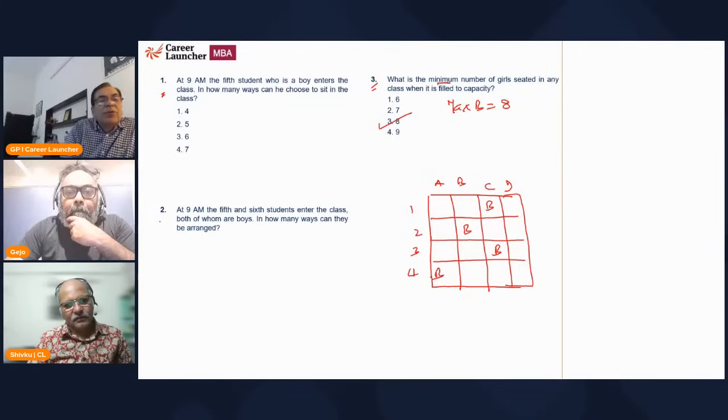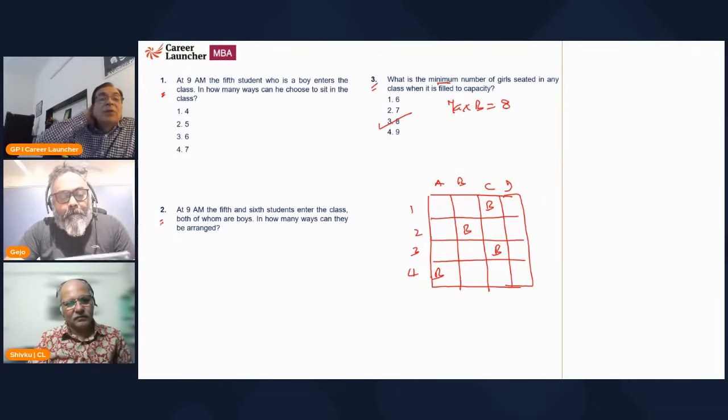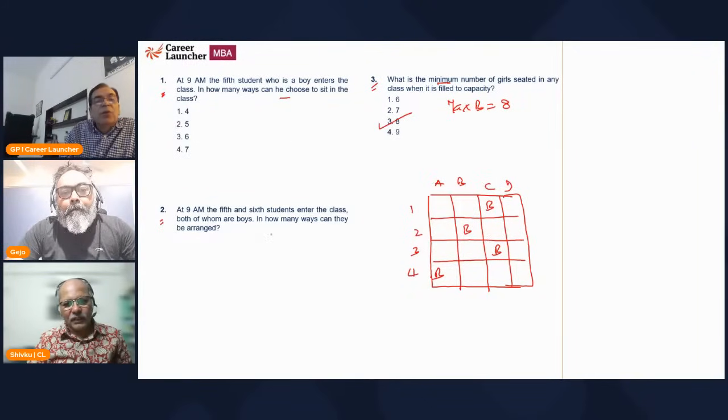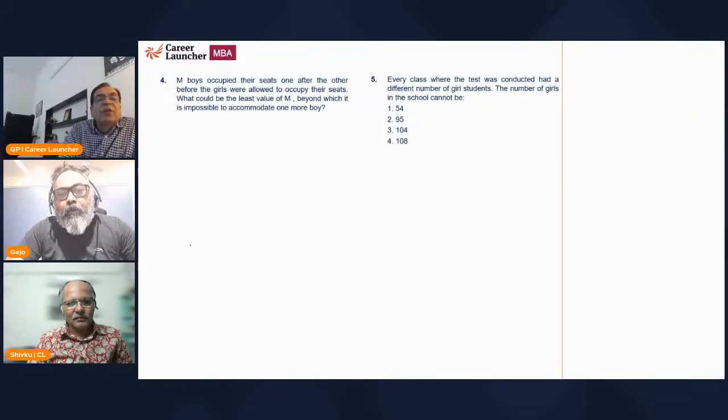Question 1 and question 2, I would want students to definitely look at the solution. Question 1 says, fifth student who is a boy enters the class. In how many ways can he choose to sit in the class? You just need to check out those locations. Fifth and sixth student enter the class, both of whom are boys. In how many ways can they be arranged? And the next two questions.